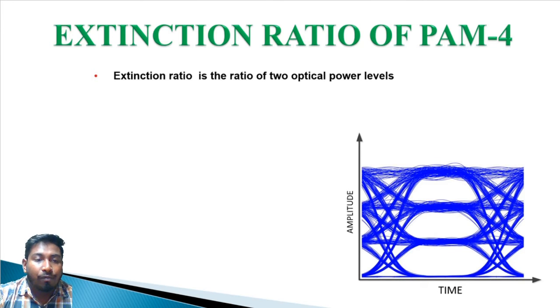Extinction ratio of the PAM4. In telecommunication, the extinction ratio is the ratio of the two optical power levels of a digital signal generated by an optical source. The extinction ratio may be expressed as a fraction, in dB, or as a percentage.